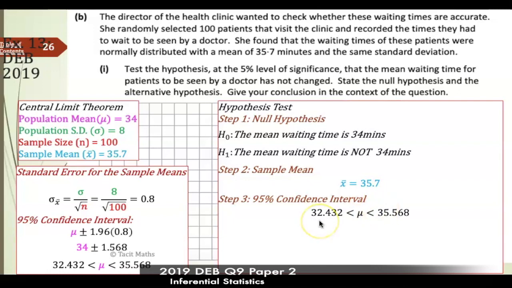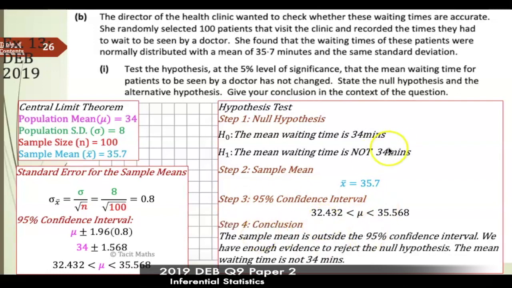Okay, so the key thing is that the sample mean, 35.7, is outside this confidence interval, right? It's out here somewhere. So therefore, we have enough evidence to reject the null hypothesis. So the waiting time is not 34 minutes. And the key statement there is this: we have evidence to reject the null hypothesis. If you don't mention that, or if it's accept the null hypothesis, then that's what the marks are going for. All right, so very straightforward, small bit of maths, but it's the kind of formal layout of it that people are looking for.